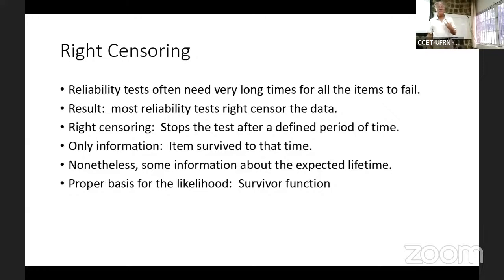I want us to appreciate the reliability world is a little different. And the proper basis for the likelihood is not the probability density function. We don't have that, but the survivor function. So that's what we will be using to construct the likelihood function. Next slide.